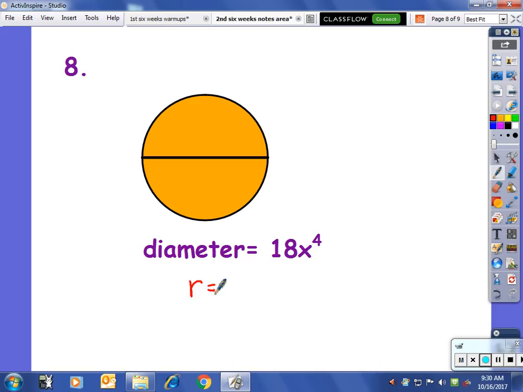What is the radius if the diameter is 18x to the fourth? The radius would be 9x to the fourth. When you divide by 2, the only thing affected is the coefficient.